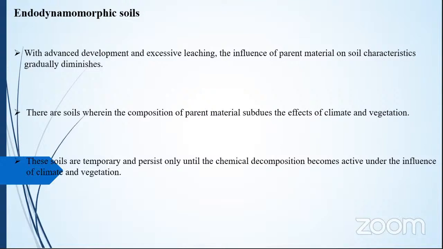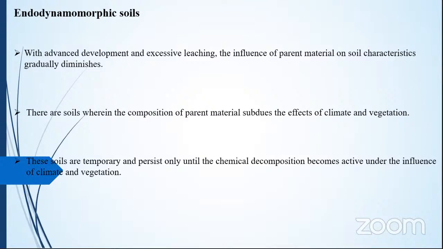The parent component may be subdued. The physical and chemical characteristics patterned by the parent material are completely subdued or substituted by the climate and vegetation. So these soils are temporary, present only until chemical decomposition is very active under the influence of climate and vegetation. Only then can we see these endodynamomorphic soils, because the parent material influence is very low in this type of soil.